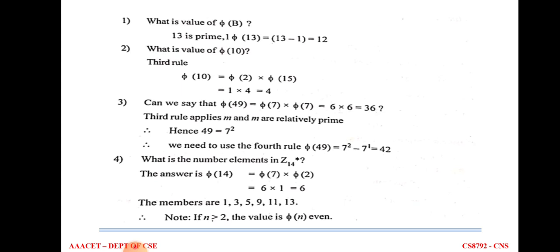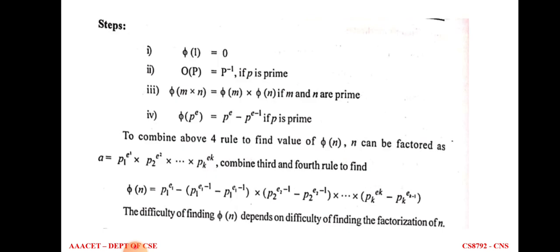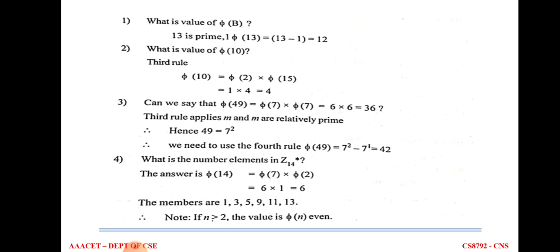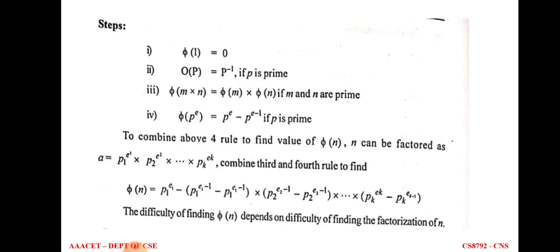The third problem is to find phi of 49. You have to check whether 49 is a prime number or not. Here 49 is not a prime number. So we can divide it into two prime numbers, 7 into 7, because 7 is one prime number and 7 is another prime number, but they are not different numbers, they are equal. So we can't apply the third rule. Listen carefully. If the number is a prime number, we can apply rule 2.